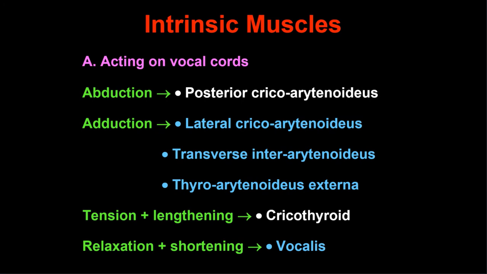Again, there are muscles of the larynx acting on the vocal cords and acting on the laryngeal inlet. You have to remember all these muscles of the larynx. Posterior cricoarytenoid is an important entrance question for you in NEET. The only abductor of the vocal cord is the posterior cricoarytenoid. Adductors are the lateral cricoarytenoid, transverse interarytenoid, and the thyroarytenoid, external. The cricothyroid muscle tenses the vocal cord, and relaxation and shortening is by the vocalis muscle.